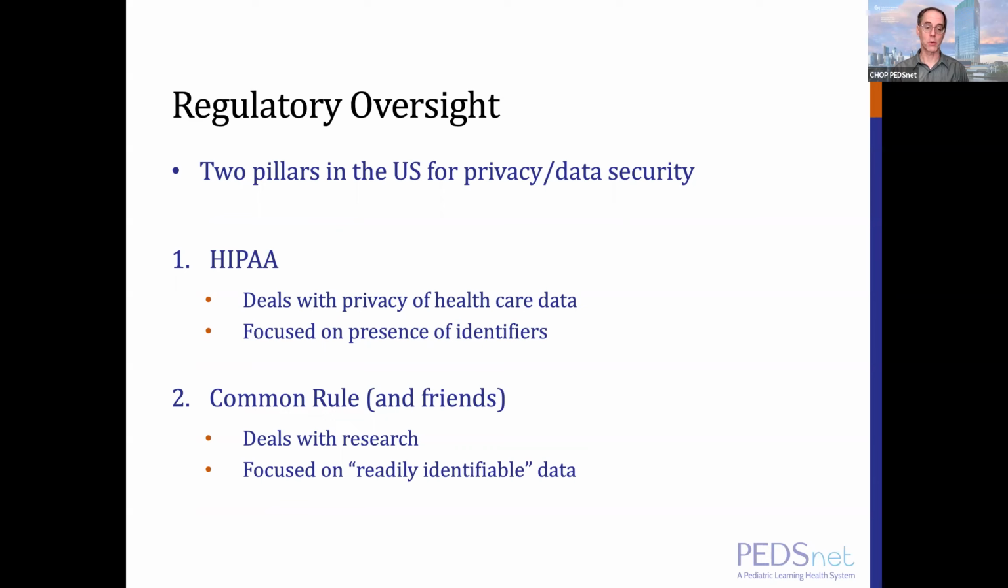Its companion in the research world is the Common Rule. And I say "and friends" here because the Common Rule applies to a number of federal agencies, but not all, although most agencies that are not covered by the Common Rule have their own set of regulations that very closely mirror the Common Rule. So the Common Rule deals specifically with research that involves human persons, and it's a little bit different from HIPAA in that instead of using a black and white set of identifiers, it focuses on the concept of what constitutes readily identifiable data. So let's dig into these a bit more.